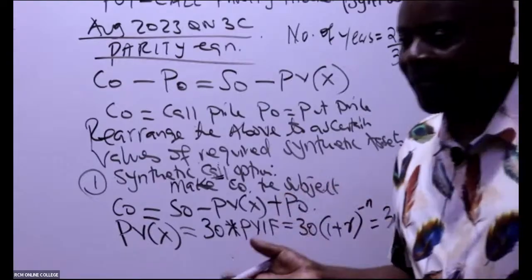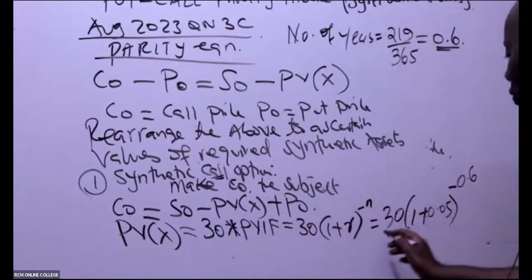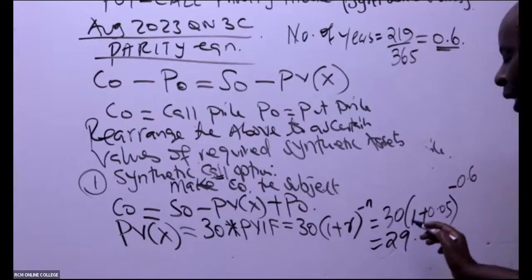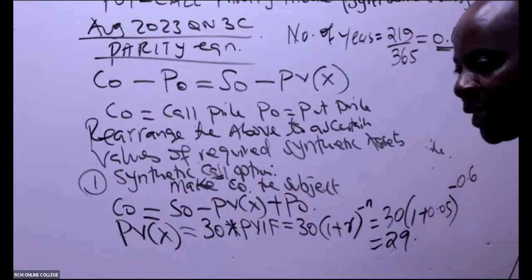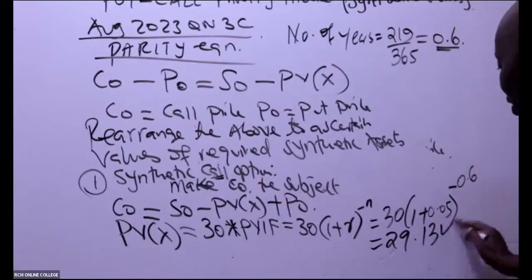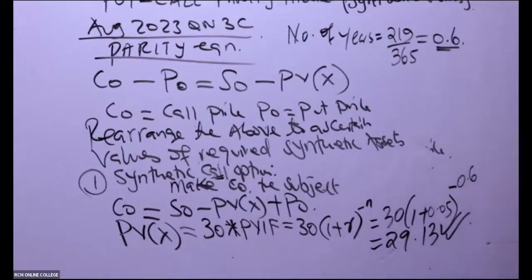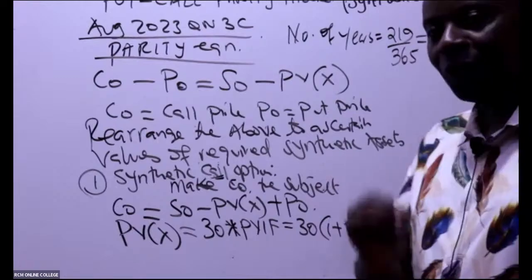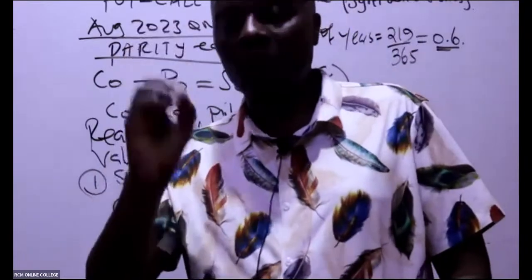So what are we able to get, my good students? We are able to get 29 point what here, somebody? 29.13. Let me know whether all of us are comfortable with this figure. So that is the present value of the exercise price, which will be applicable all through.